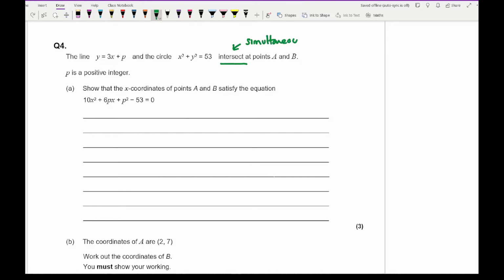equations. So what I'm going to have to do here is substitute one equation into the other. Because I want to work out the x coordinates, I'm going to substitute y into this quadratic formula. So if I do that, I end up with x squared plus, and instead of writing y, I'm going to write 3x plus p squared equals 53. I then need to expand this out. So I've got x squared plus 3x plus p and 3x plus p.